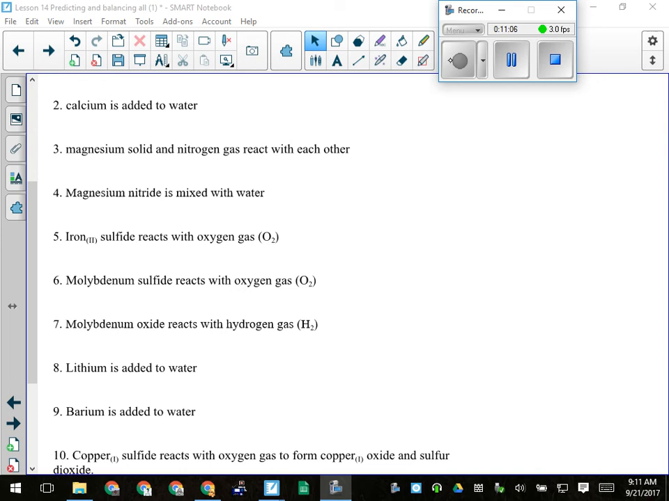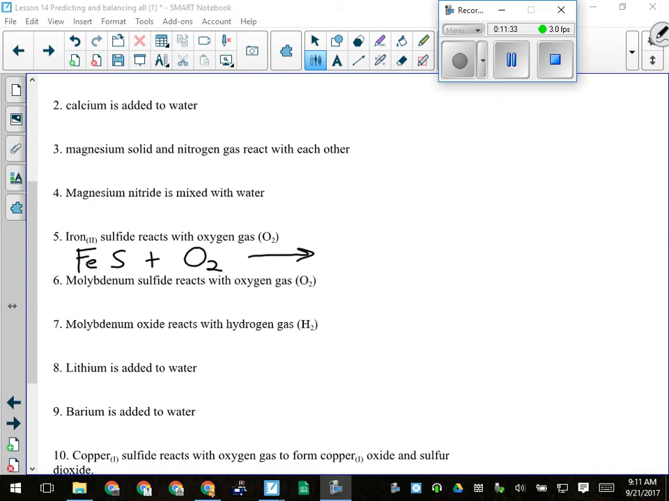Okay, so we've got iron 2 sulfide. Okay, so iron with sulfide. Sulfide's a -2, and they tell me that iron's a +2. So it's FeS. And it reacts with oxygen gas, which is a special element, so I need to write it as O2, even though they told me that. Okay, what kind of a reaction has an ionic compound and an element? Single replacement.